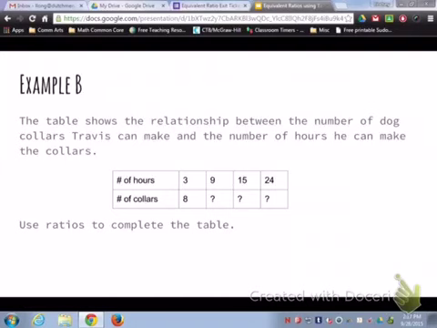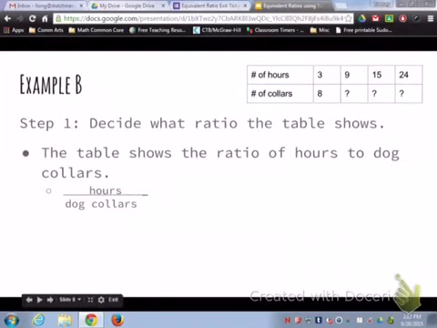Let's look at another example. Example B. The table shows the relationship between the number of dog collars Travis can make and the number of hours he takes to make the collars. We're going to use ratios to complete the table. As you can see in this one, for 3 hours, he can make 8 dog collars. Now we're going to have to fill in the number of dog collars he can make for 9 hours, 15 hours, and 24 hours.